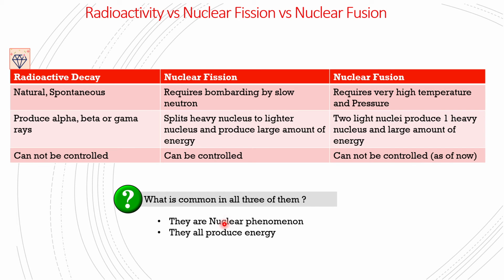We are not talking about electrons, like chemical reaction where electrons participate. We are talking about nucleus in all the three cases. And all of them produce a lot of energy. And obviously energy is produced by loss of mass, so there will be some loss of mass in this process.